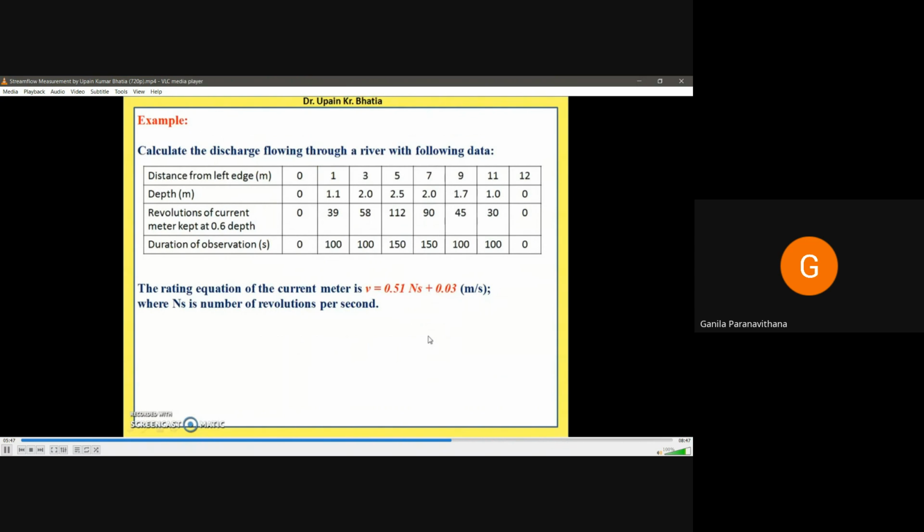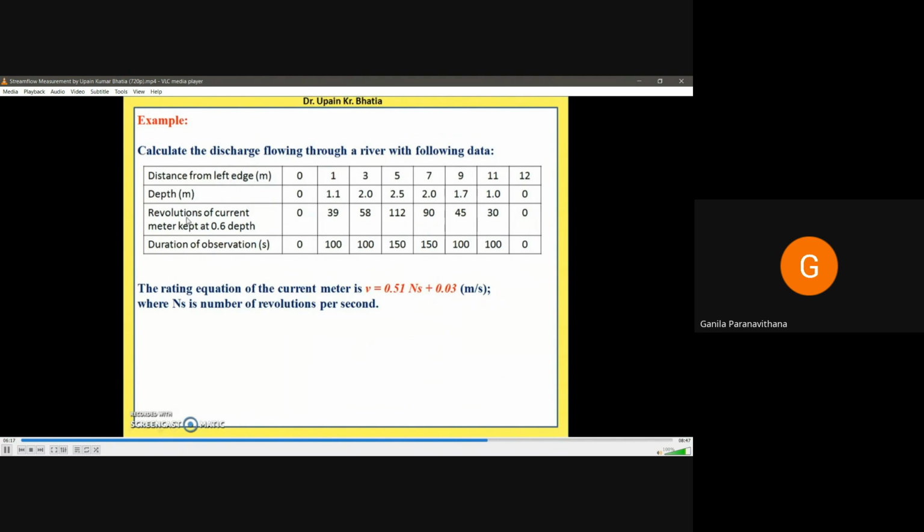Here is the example. We have to calculate the discharge flowing through this river from the following data. The distance from the left edge is given from 0 to 12 meters, and the depth of all the verticals is mentioned as 0, 1.1, 2, 2.5, 2, 1.7, 1 and 0 again. So this represents that the distances 0 and 12 are the extreme ends of the river, that is, the two banks.